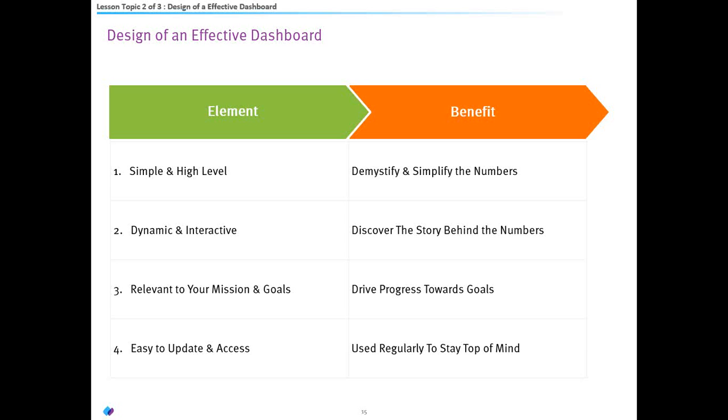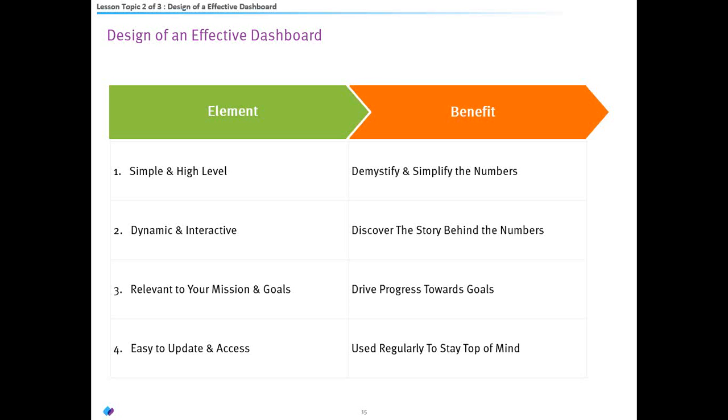Secondly, an effective dashboard is dynamic and interactive. It's beyond just a static picture: you can actually dive into the numbers and change timelines and time frames. That allows you to find out the story behind the numbers and discover why income is trending in a positive direction for the last 3 months. What can we do to continue that activity?